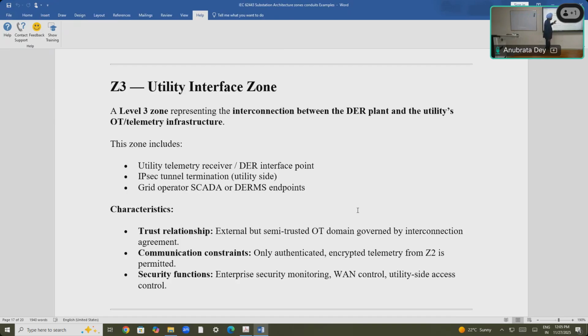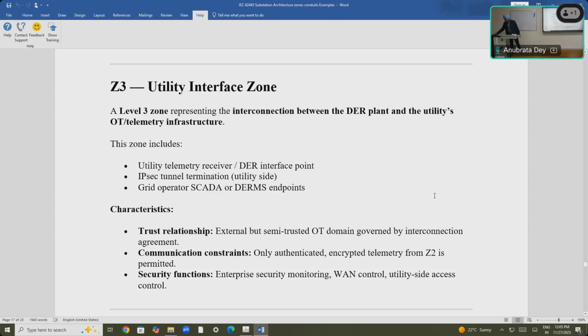So this conduit will have IP6 VPN, and then grid operator, SCADA, or so on. Okay. Trusted level in this zone 3, it is external. Okay. But at the same time, it's part of the utility. So it's kind of semi-trusted. Okay. Right. And so telemetry is basically from zone 2. That's the only one that's permitted. Okay. And then security function is enterprise security monitoring, WAN control, and so on.